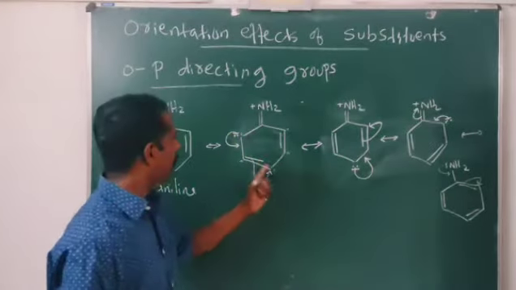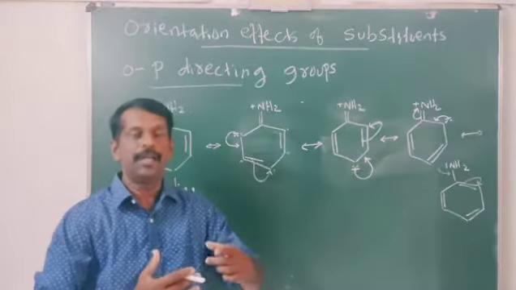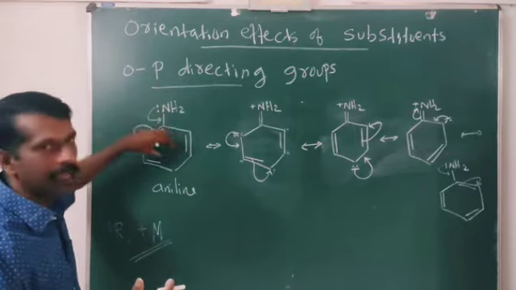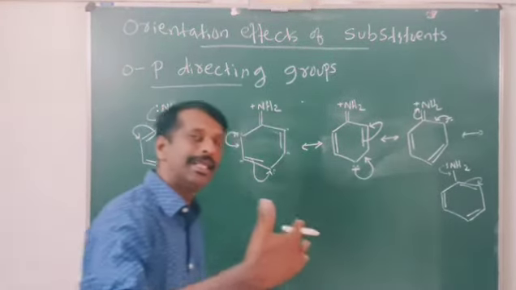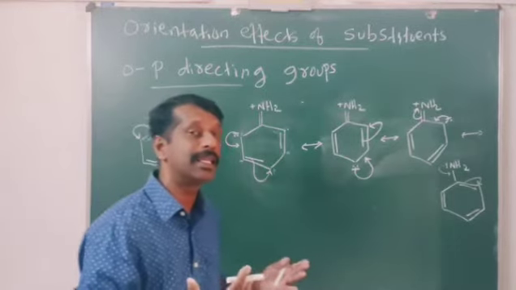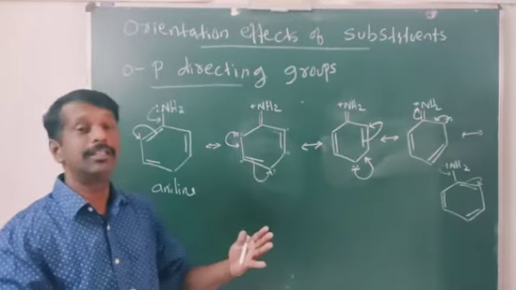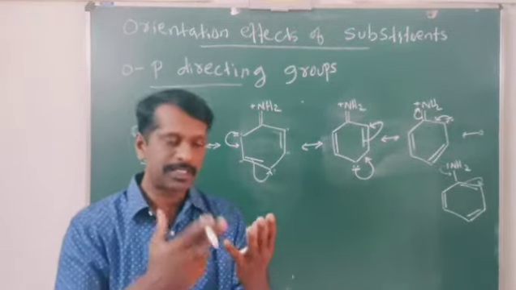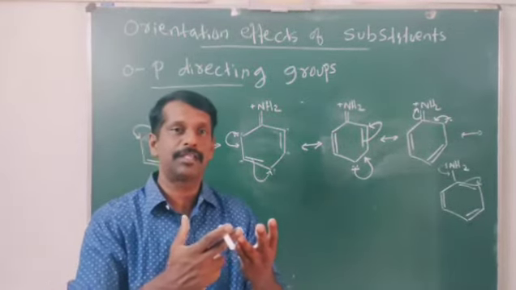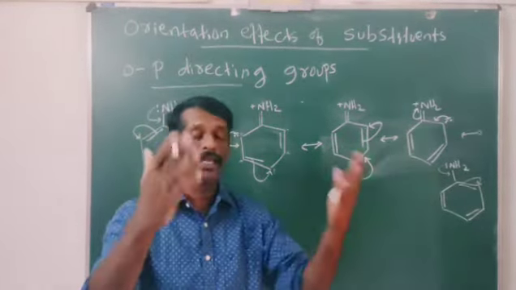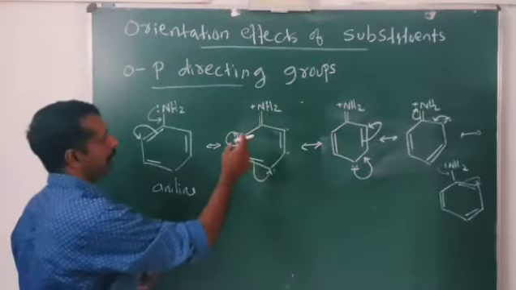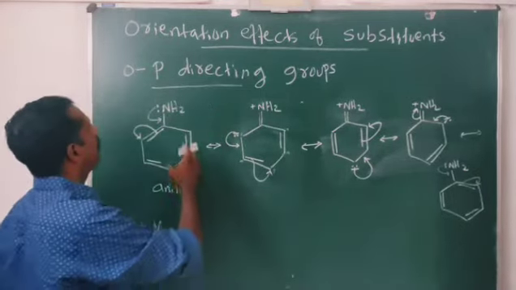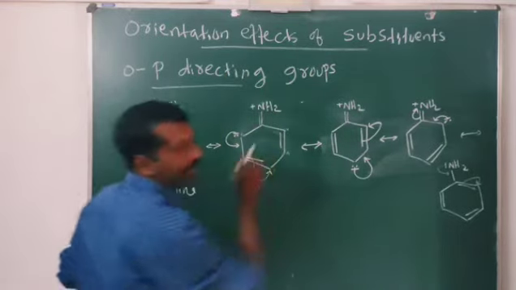Since the ortho and para positions are negatively charged, if an NH2 group is present on the ring, the incoming electrophile will attack there. What do you mean by electrophile? An electrophile is a positively charged species, as we already discussed. Which electrophiles did we discuss? First, nitration, NO2 plus; sulfonation, SO3H plus; bromination, Br plus. These are all electrophiles. The electrophile will come and attack at the ortho and para positions. That is why these are called ortho para directing groups.